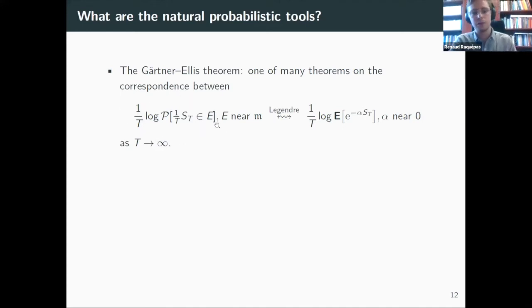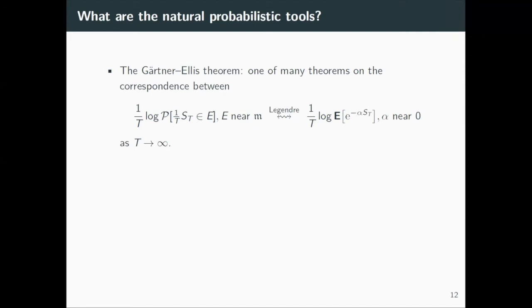In the sense that you can bound the lim inf and the lim sup for sets that look like this. And in this correspondence between moment generating function and large deviations, when you can do this only close to alpha equals zero, you get a large deviation principle which is valid for sets E which are near the mean. And the rate function that you obtain is just the Legendre transform of this limit. So that's the first probabilistic tool, which tells me that if I want to study large deviations of entropy production, one thing I can do is try to understand the moment generating function of entropy production.